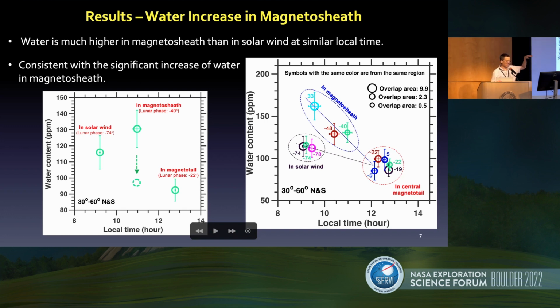And the special case on your right hand, the green circles: if there is no magnetic effect, you will see a downward trend followed by the dashed circle. But in reality, what we see here is that the region in the magnetosheath is even stronger than the earlier morning data.